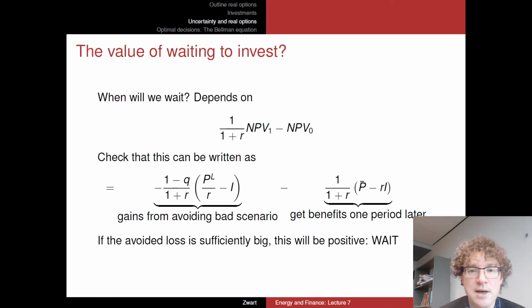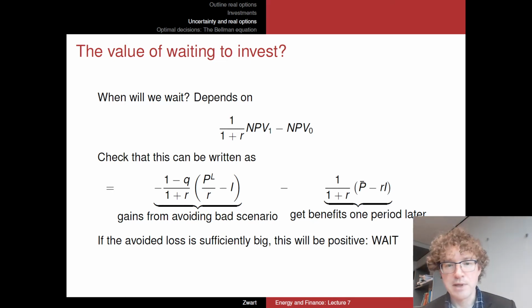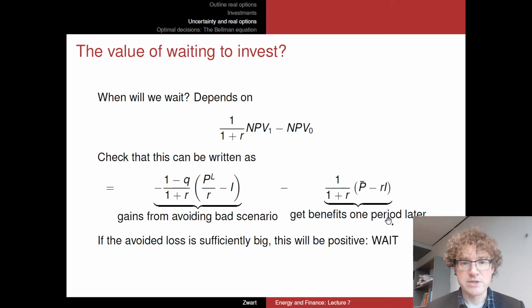Now let's have a look at that difference. So which one is bigger, essentially? We can actually rewrite this, so let me rewrite this for you a little bit on paper, and I will get back to the slide to see why this particular expression holds.